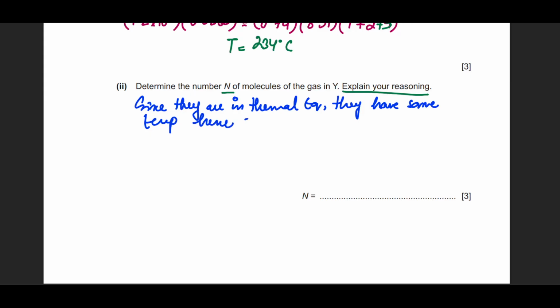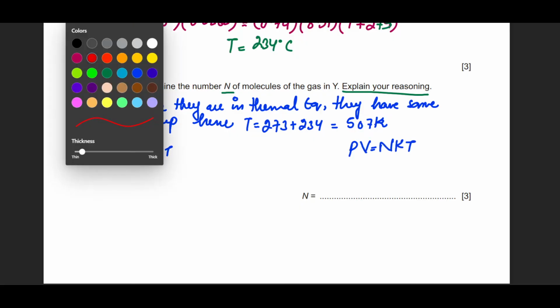Hence, T is equal to 273 plus 234, which equals 507 kelvins, right? Then you reuse the equation PV equals nRT, that is your choice. Either use PV equals nRT, or you can use PV equals NkT. That's your choice. Both options will give you the same answer.